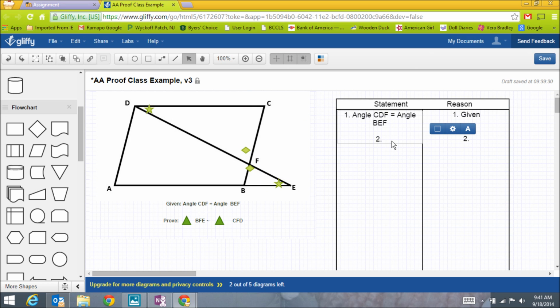Back to our proof, we're going to write down that we found that angle DFC is equal to angle BFE. And over in our reason column, it's going to be that theorem that we used, which was our VAT, or our vertical angle theorem.